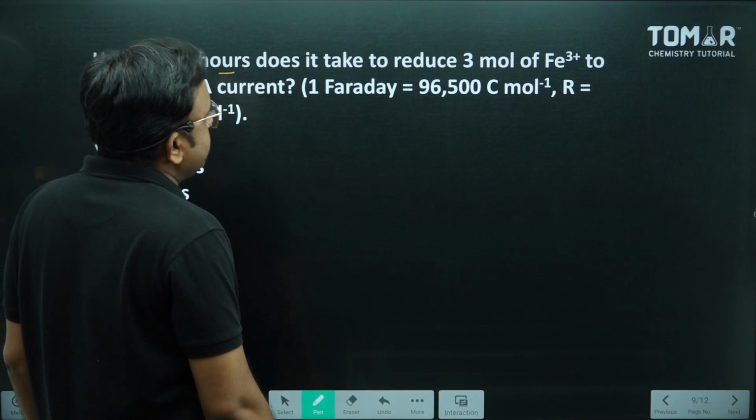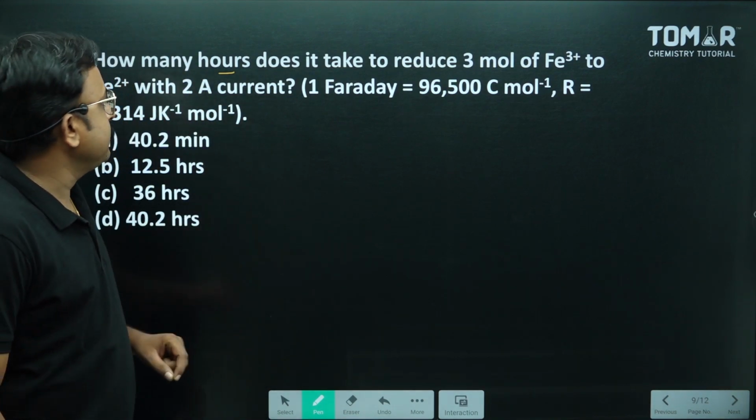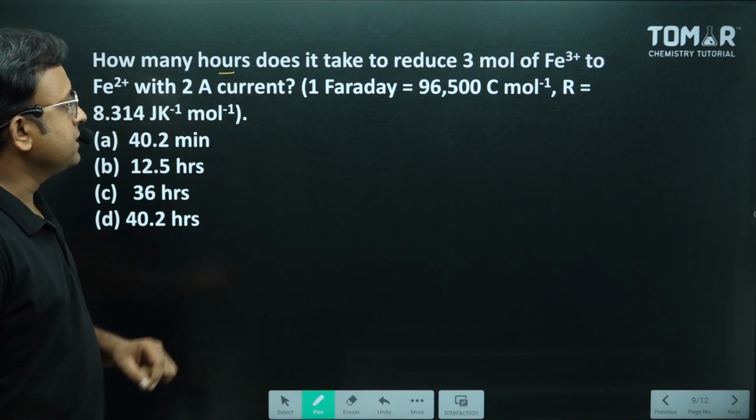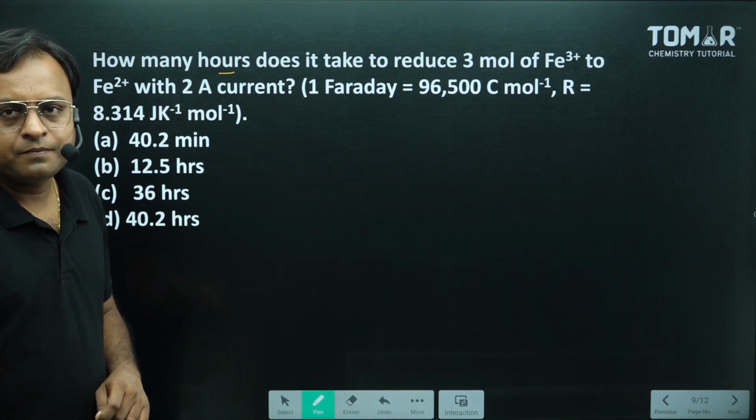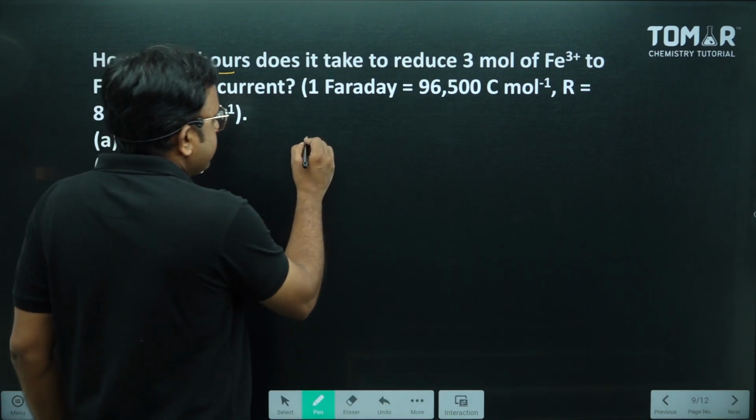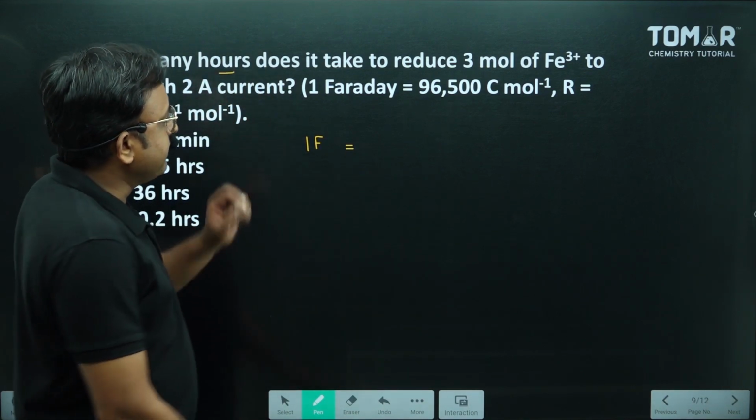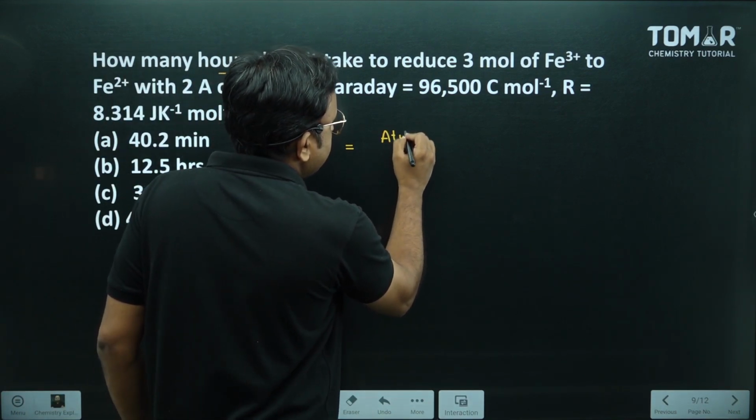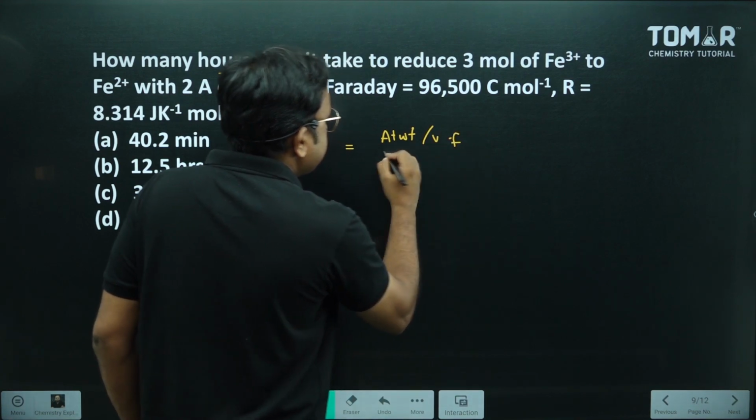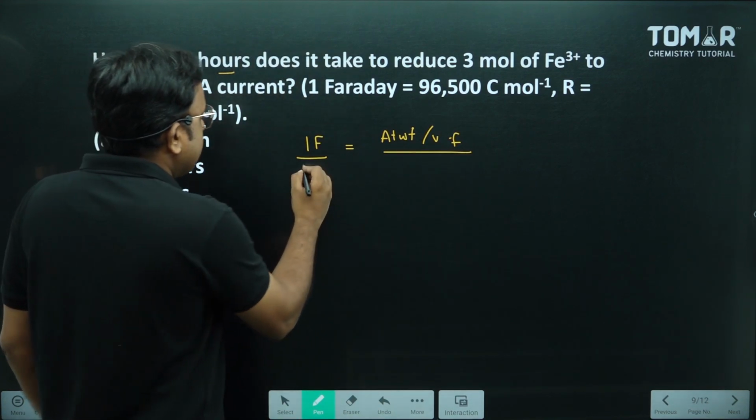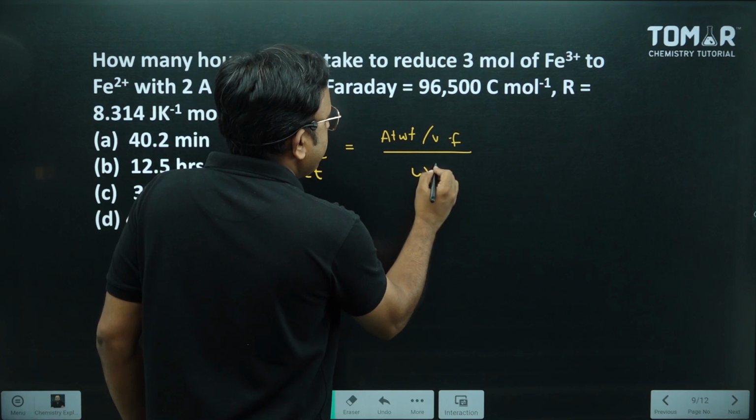How many hours does it take to reduce 3 mole of Fe+3 to Fe+2 with 2 ampere of current? First of all, we have to write the formula of the second law of electrolysis. 1 farad, 1 equivalent. Equivalent weight is atomic weight by valency factor. Then current into time is weight deposited.